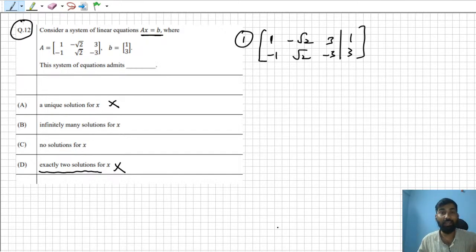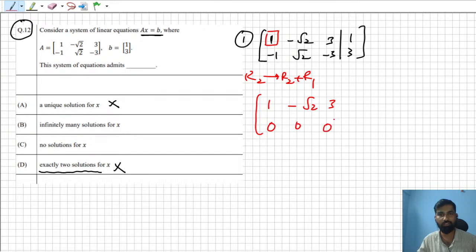How? Apply elimination here. Everybody knows how to apply elimination. You take this entry as the pivot, and now make the element below it 0. So what kind of operation will you apply? R2 plus R1. You just add these 2 rows. So 1 minus 2 3. This is 0 because 1 minus 1 is 0. This is also 0. This is also 0. And this is 4.